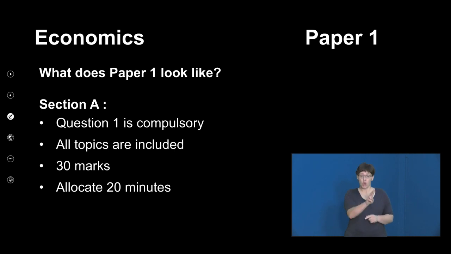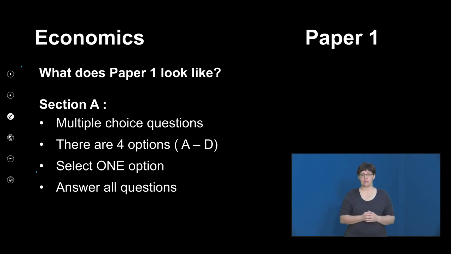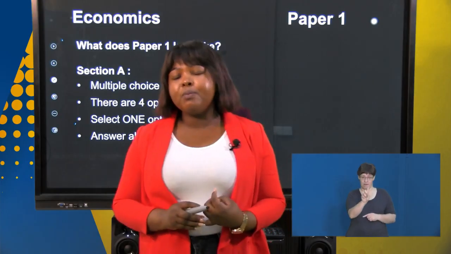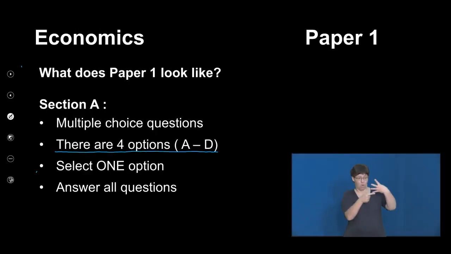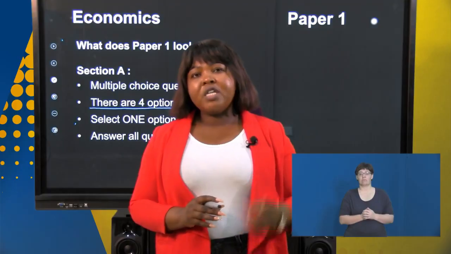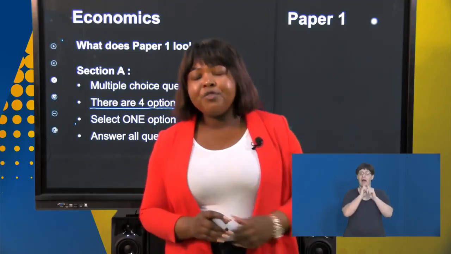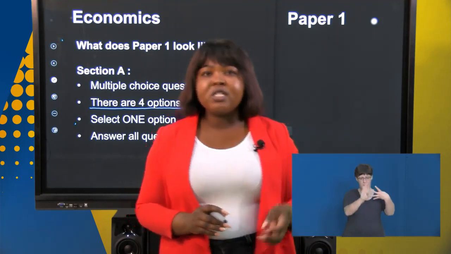Let's look at section A, boys and girls, which is question 1 in the exam. Question 1 is compulsory. All topics are included in this section of the paper, and it has 30 marks, and you have to spend a maximum of 20 minutes on this section. Then we've got question 1.1, which is the multiple choice question. There are 4 options available for you: option A, option B, option C and option D. Only one option answers the question, so you have to choose either A, B, C or D.